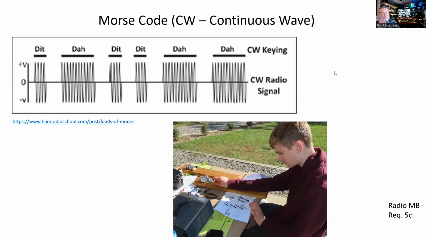This is Morse code. This is called continuous wave. You're just turning the transmitter carrier on and off in a special coded way. This is the most reliable communications method in the world. You only need 5 or 6 watts to talk to Europe or Asia most of the time on a particular frequency.